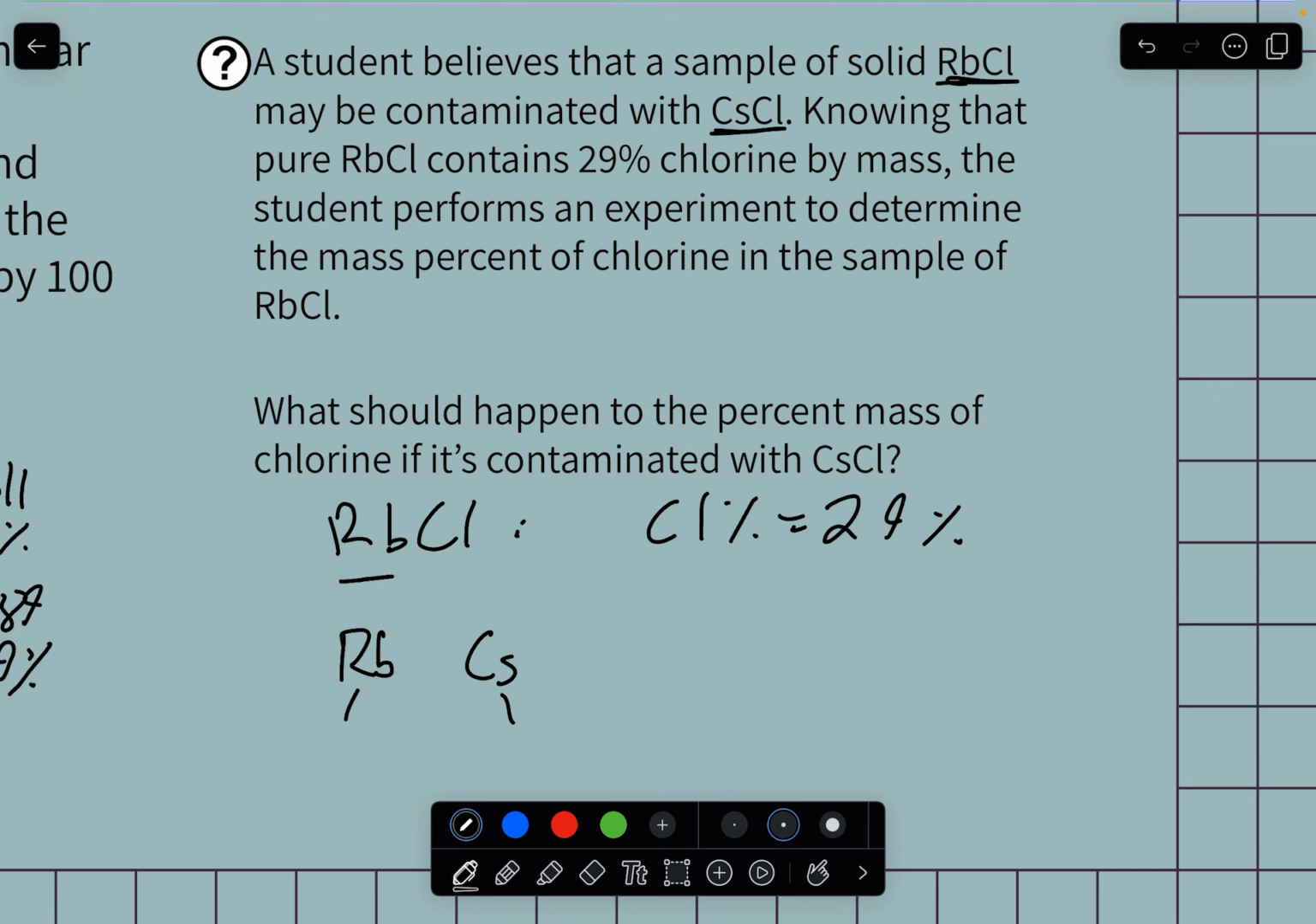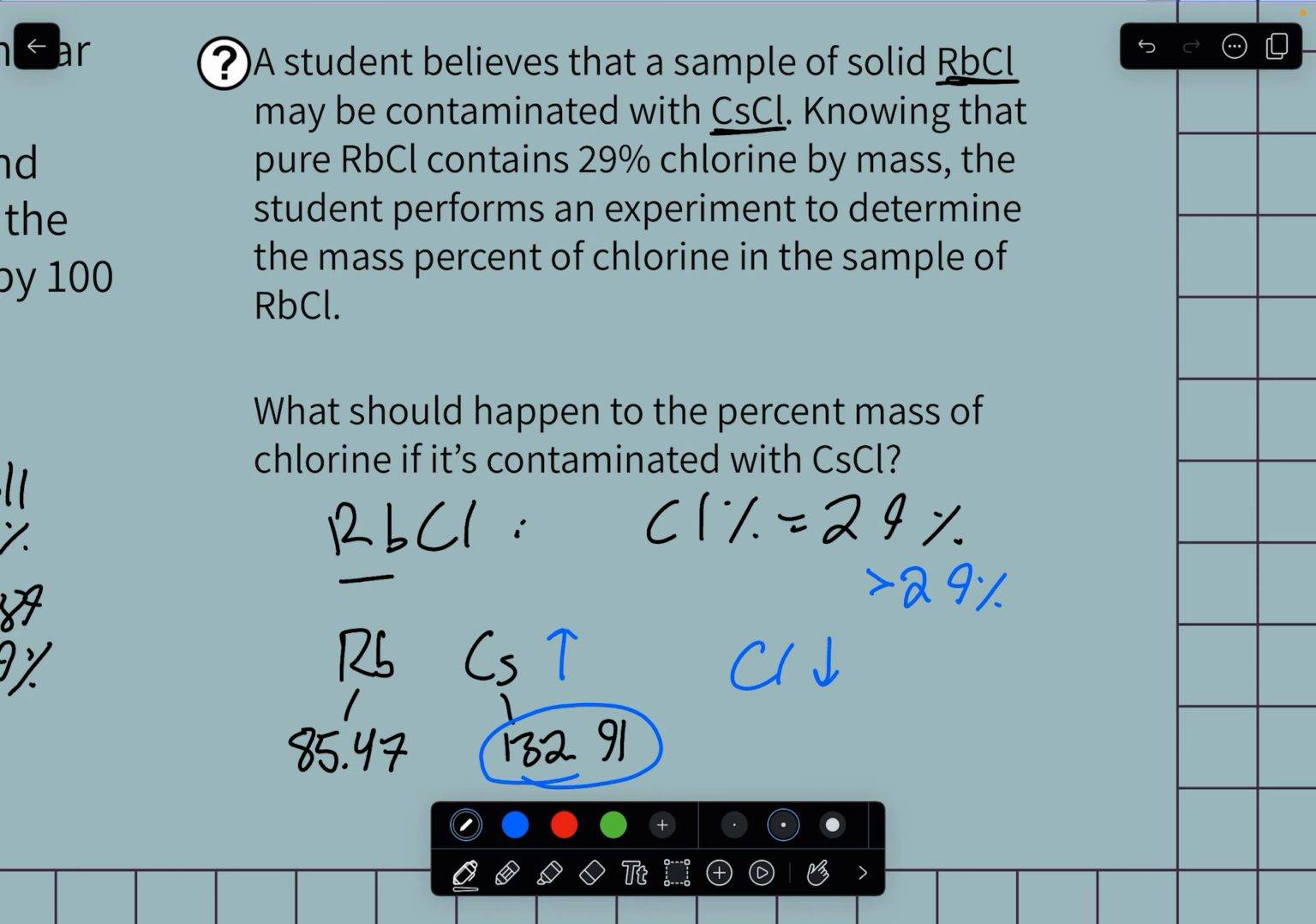Rubidium on the periodic table has a mass of 85.47. Cesium has a mass of 132.91. So cesium is a lot bigger than rubidium. So if it was contaminated with cesium, cesium would take a bigger percentage of the mass, which means that cesium would go up and chlorine would go down, right? So what would happen to the percent mass of chlorine? This number would be less than 29% if cesium was in there.